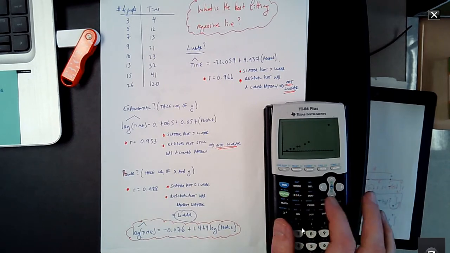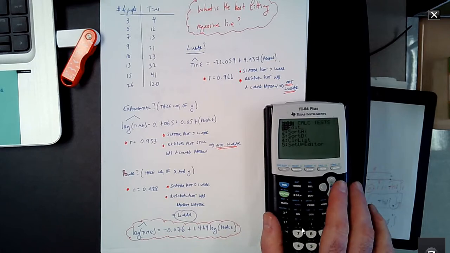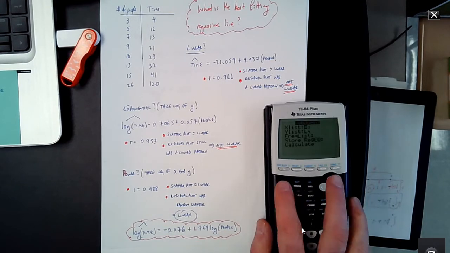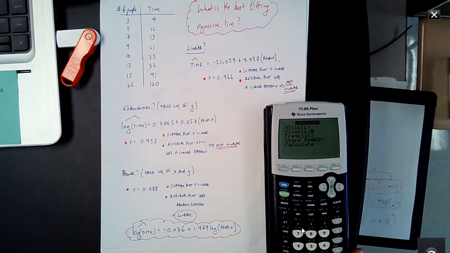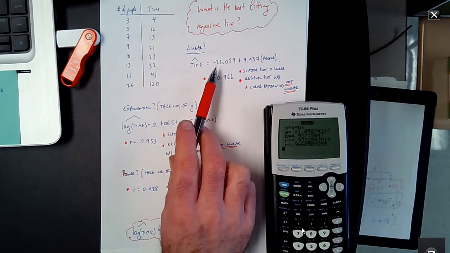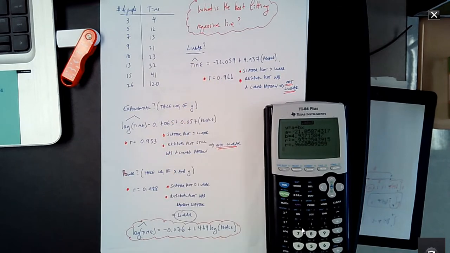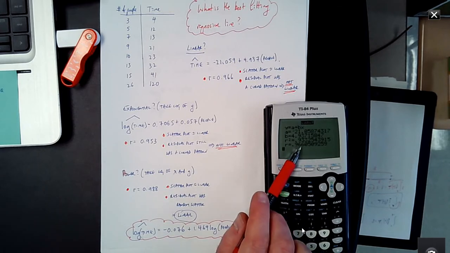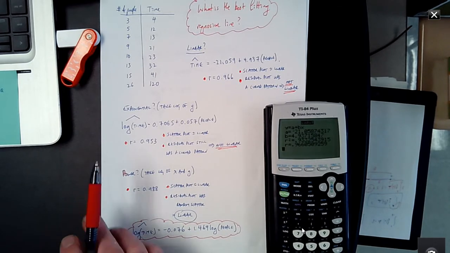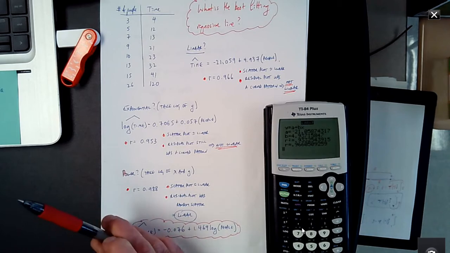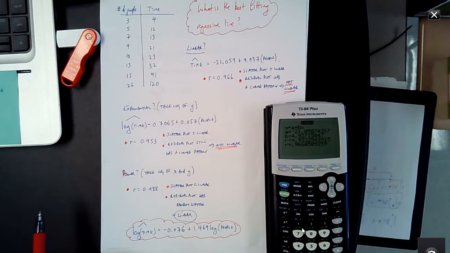Remember, we're going to do a least squares regression first. So go down to 8. All my data is in L1 and L2, and we'll calculate the least squares regression line. I'm going to get the predicted time is negative 21.059 plus 4.937 multiplied by the number of people. The r value is 0.966. That's a pretty darn good correlation there. But let's just check the scatter plots.